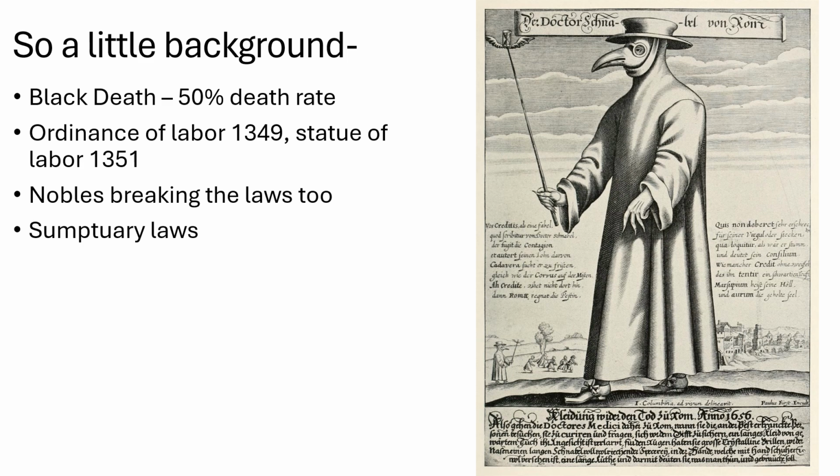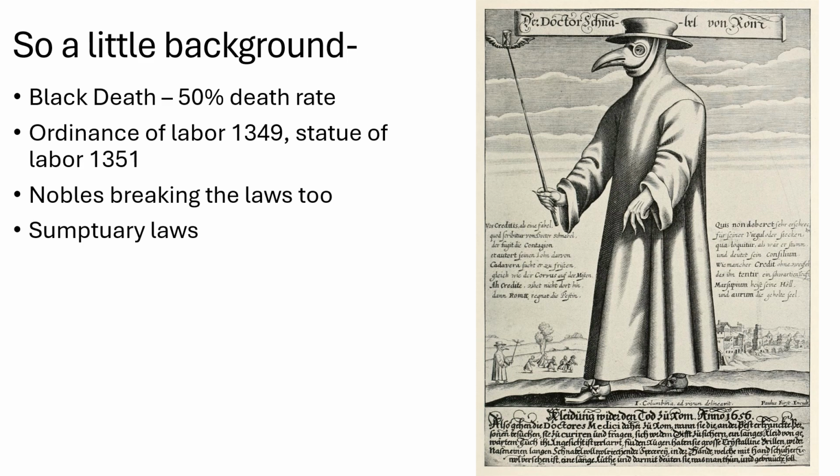This leads to the Ordinance of Labor in 1349 and the Statute of Labor in 1351, which make it so wages can only be at what they were pre-plague, and it's a crime to go back on previous contracts, with harsh punishments for people who disobey. But a lot of people did anyway. Even nobles were breaking this law and paying their peasants and their commoners a lot more than they previously would, so that they could take advantage of this and get a lot more people working for them.